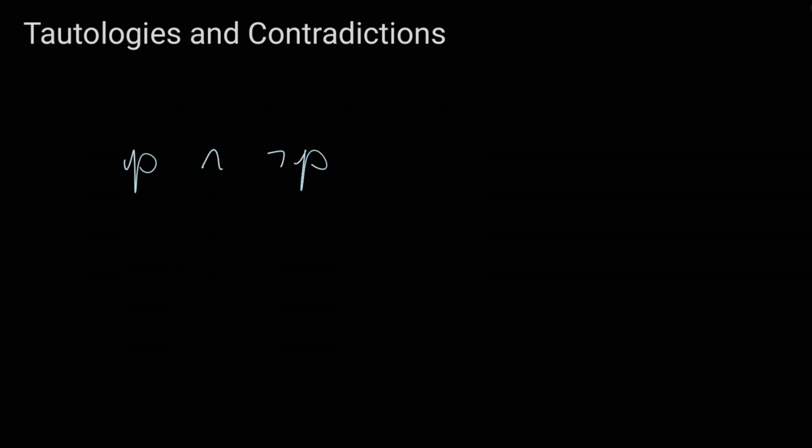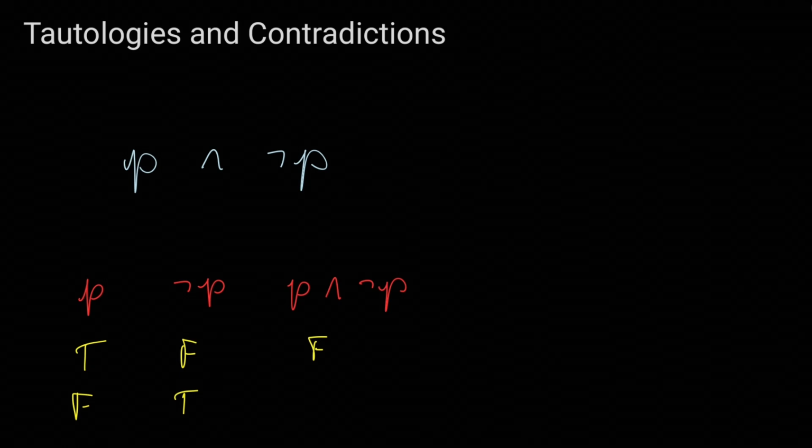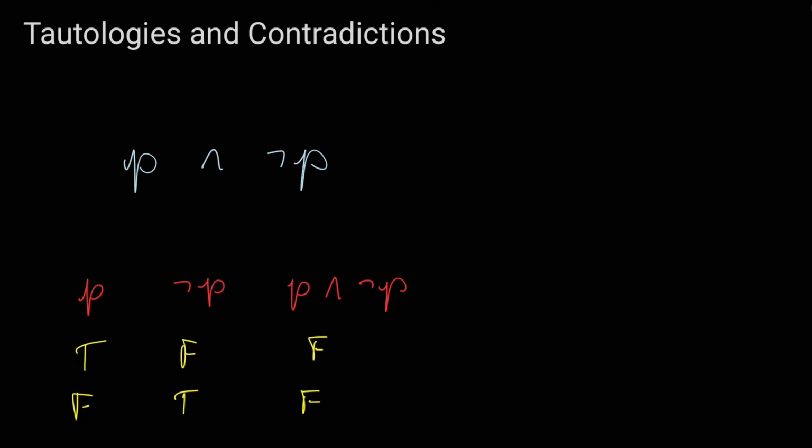Let's check the truth table. We have P, not P, and P and not P. If P is true, not P is false, P and not P is false. If P is false, not P is true, P and not P is false. So since every truth value of P and not P is false, this is actually a contradiction.